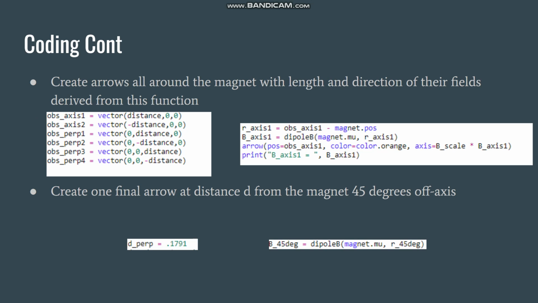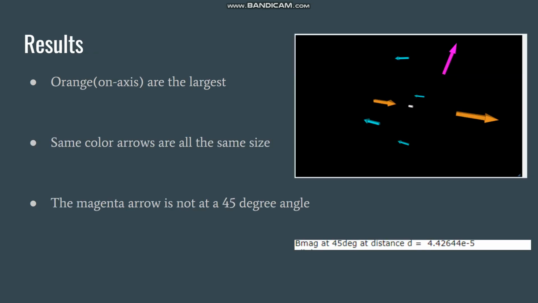So then I just create arrows determined by this function, their length and direction at different distances from it, and then I create one final arrow to represent that magnet 45 degrees off axis by just plugging in that dperp, what I got from the experimental value, and then finally what I get is this model right here, where this purple arrow represents that off-axis recording.